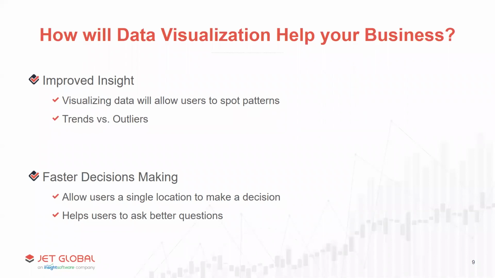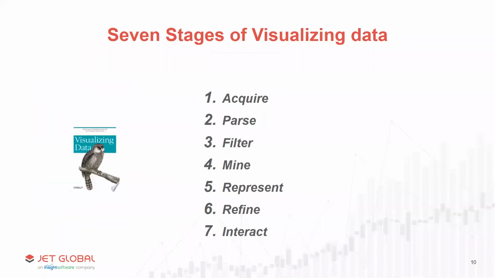So we've covered that that's important, but now let's actually go through the process here. So I like looking at this example here. This is actually from this textbook, Visualizing Data. It's a fairly complex technical textbook written by Ben Fry, who studied at MIT. And these are the 7 stages of visualizing data.